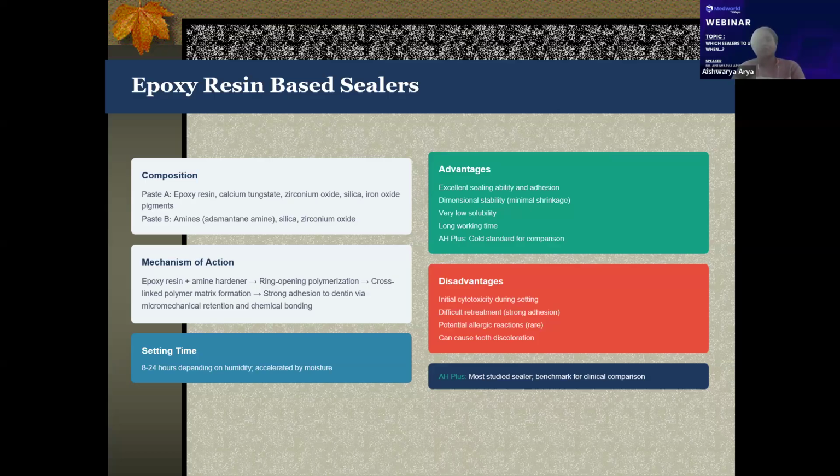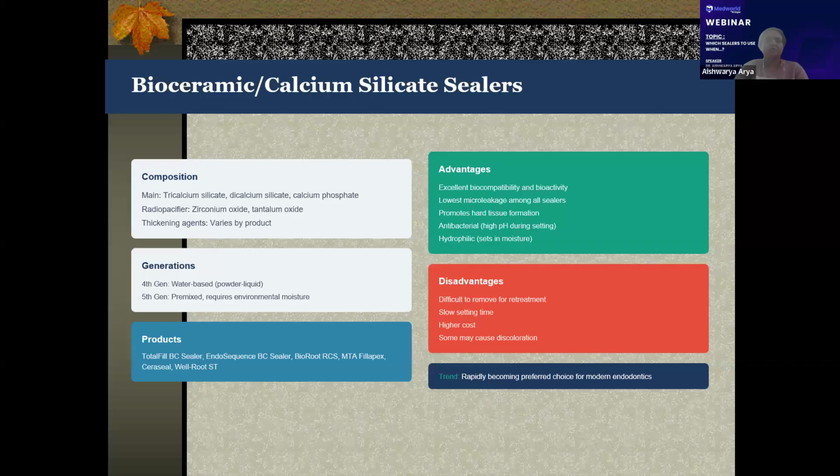Whereas when we come to a few disadvantages of using epoxy resin-based sealers, they were initial cytotoxicity during setting, difficulty during retreatment cases, and potential allergic reactions. There were very few cases reported, but yes. And of course, a few cases of tooth discoloration.